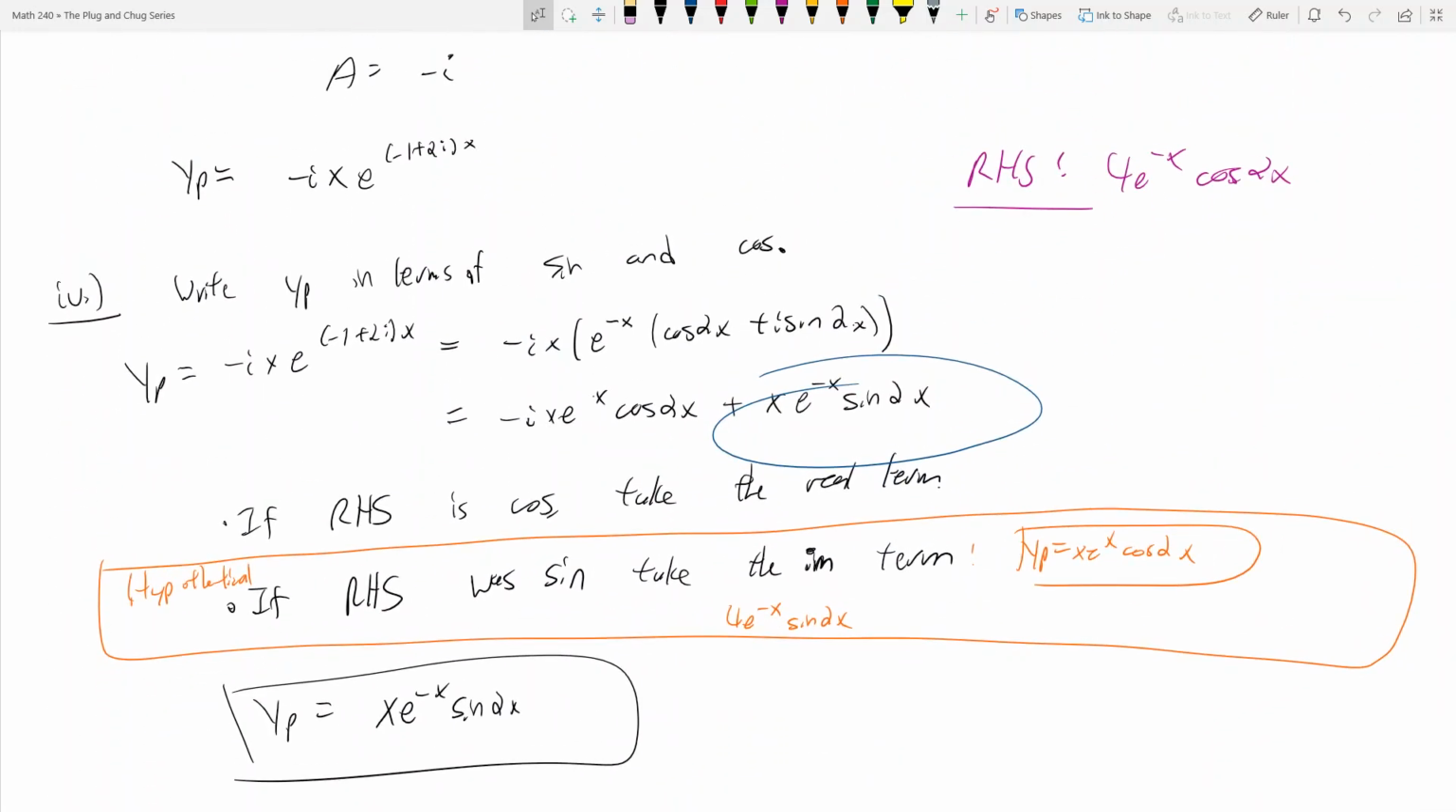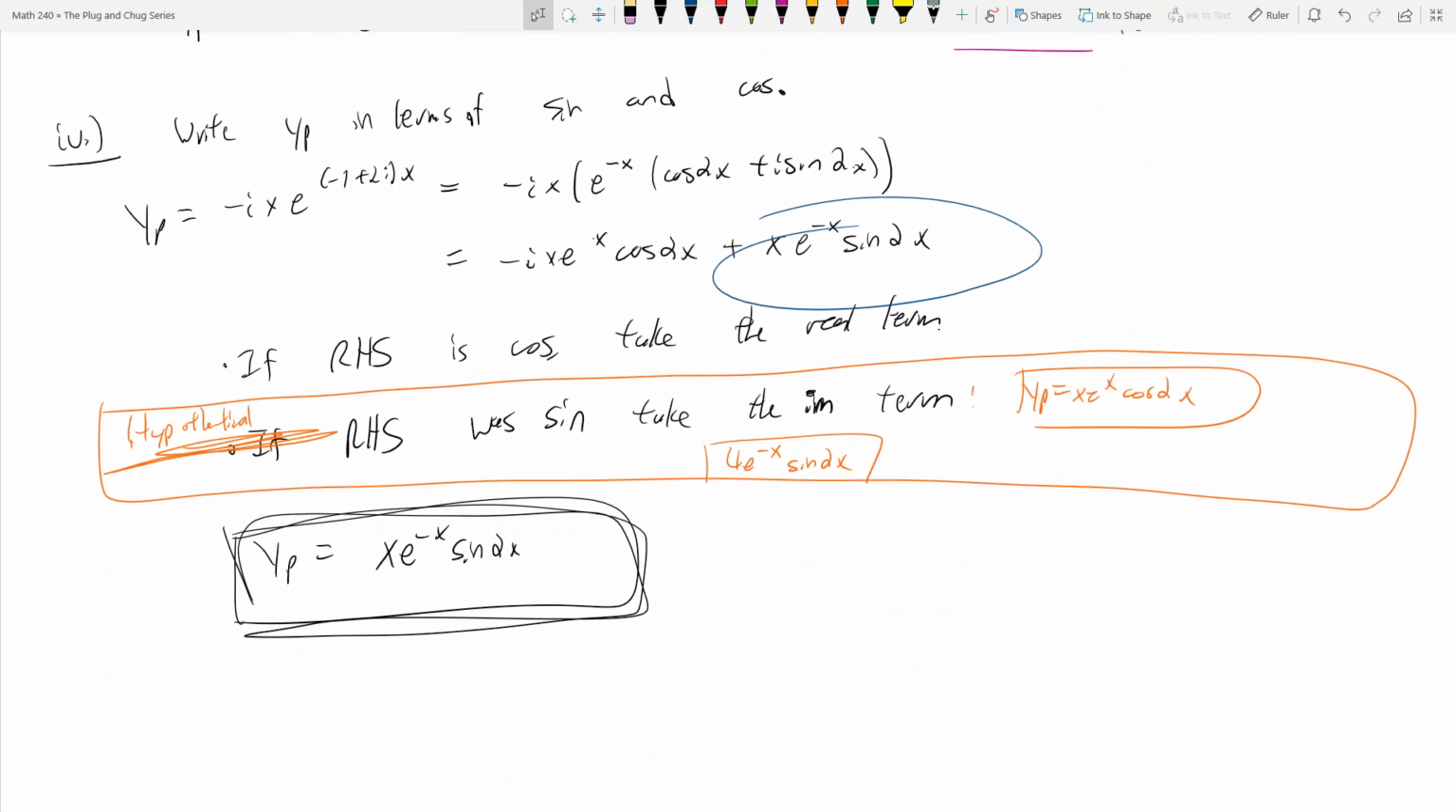Except at the last step, now our right-hand side, again, hypothetical, not the actual problem, is this, which means I would take the imaginary term, x e to the x cosine 2x. But because our right-hand side is real, it's 4e to the negative x cosine 2x, it's the cosine term, not the sine term. Our yp is x e to the x sine 2x. Okay? Hopefully that makes sense. Again, ask a teacher or someone if that doesn't make sense.